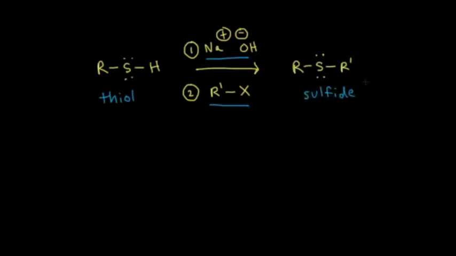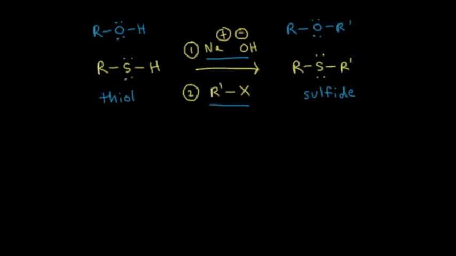This reaction is the analog of the Williamson ether synthesis, which we've seen in an earlier video. So in that video, we started off with an alcohol, and we reacted our alcohol with a strong base in the first step and an alkyl halide in the second step, and we formed an ether as our product. So we can go ahead and draw our ether in here like that. So the thiol is the sulfur analog to an alcohol, and a sulfide is the sulfur analog to an ether.